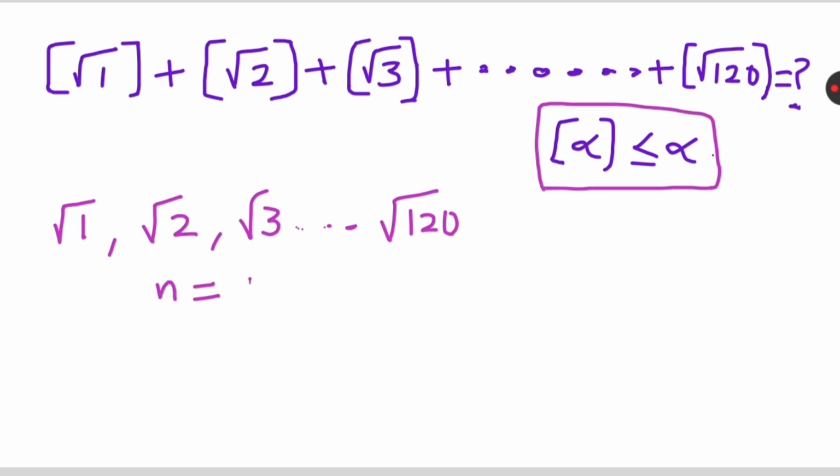Suppose we take n as 1, 2, 3 and so on up to 120. Here, notice that the integer part of root n remains the same within certain ranges. The value of the square root of n changes when n reaches a perfect square. It changes, but remains the same within certain ranges. So we need to take those ranges.